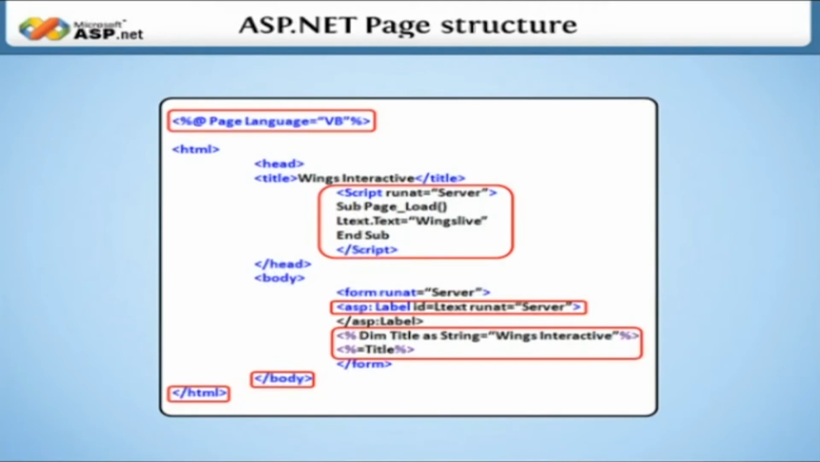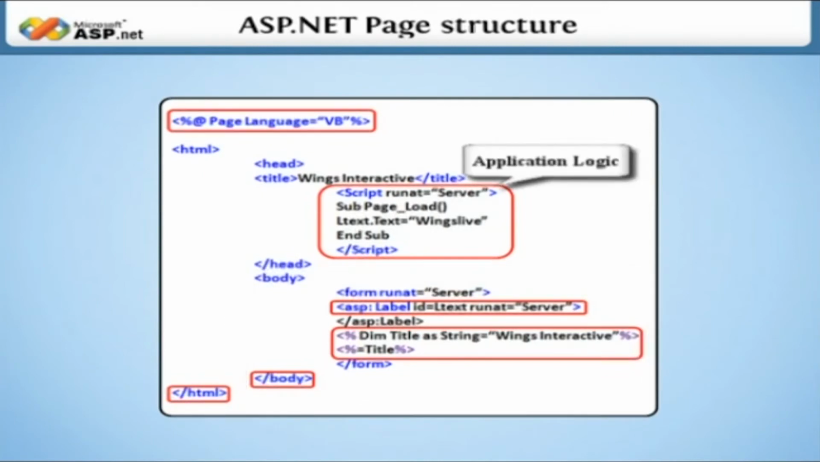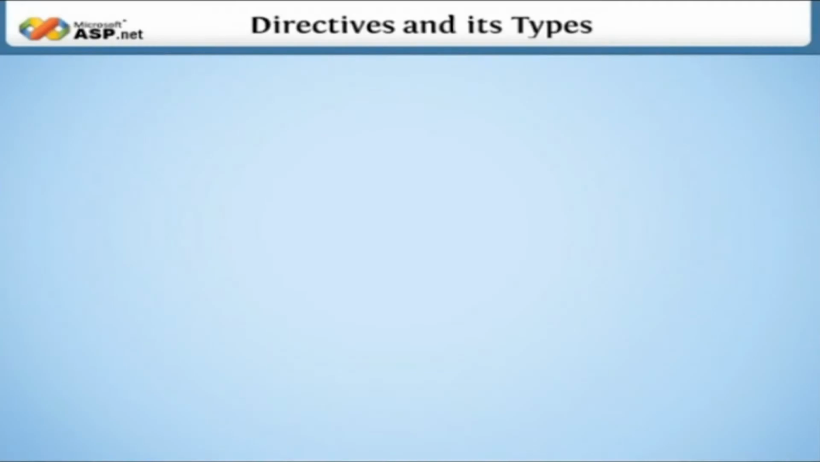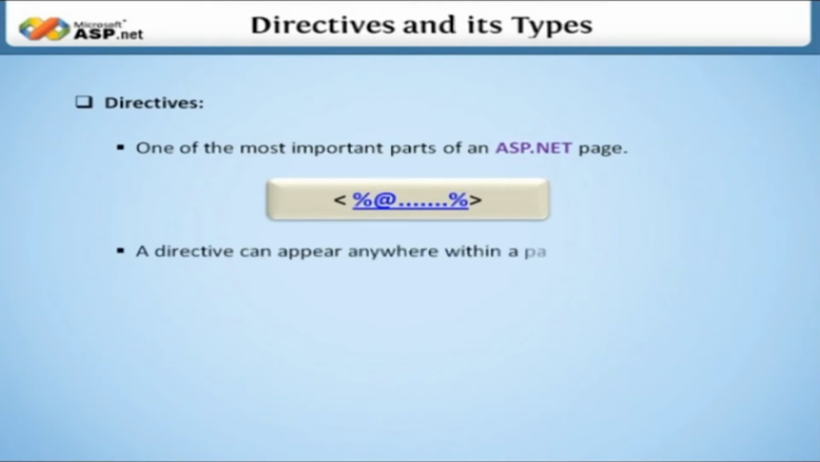It's important to remember that ASP.NET pages are just text files with an ASPX extension that are processed by the runtime to create standard HTML based on their contents. Presentational elements within the page are contained within the body tag, while application logic or code can be placed inside of the script tag. Now, in the upcoming lessons, we're going to discuss these elements in greater detail. Directives and its types. The directives section is one of the most important parts of an ASP.NET page. The beginning of a directive is marked with this. A directive can appear anywhere within a page. By convention, however, a directive typically appears at the top of an ASP.NET page.